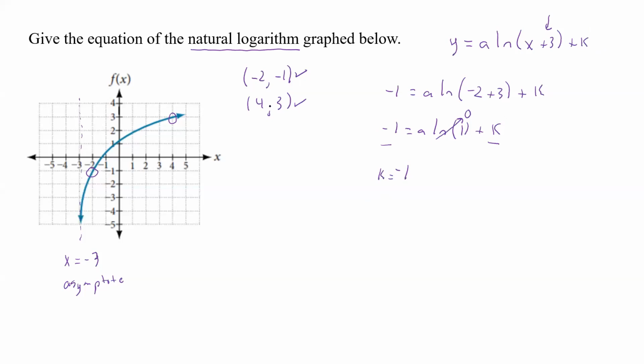And now we can plug in our second point. And so then y is equal to 3 on the second point equals a, we don't know, times ln of x, and x again is 4 this time. Oops, that's a plus, not a comma.